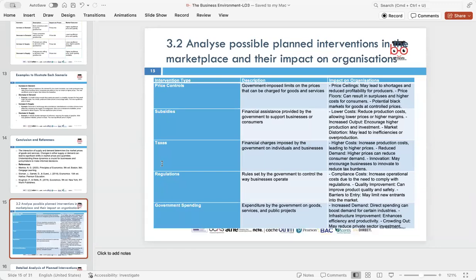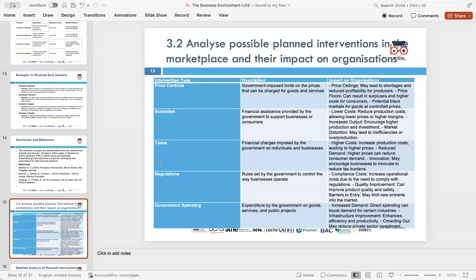Increased output: subsidies encourage higher production and investment in the subsidized industries. However, they can also lead to market distortions and overproduction if not managed properly. Next, we will talk about taxes. Taxes are financial charges imposed by the government on goods, services, income, and profit.